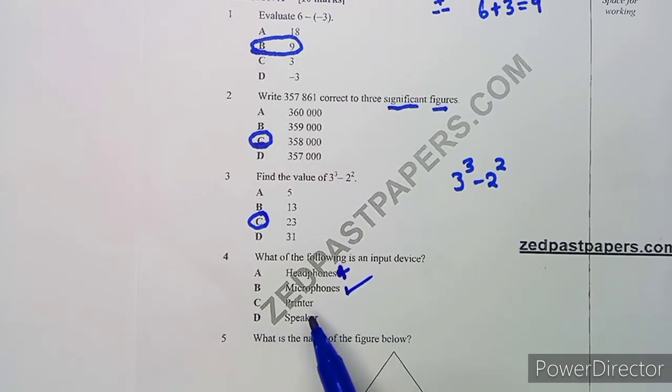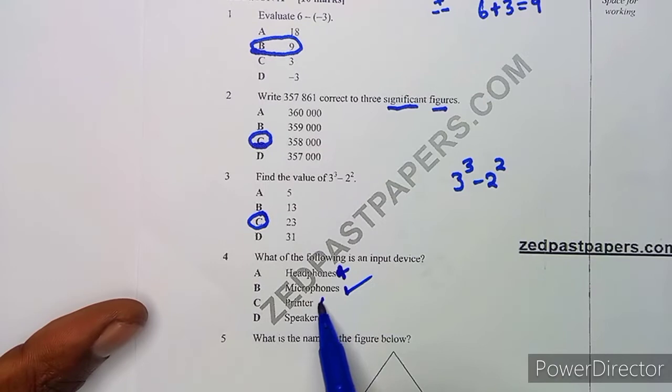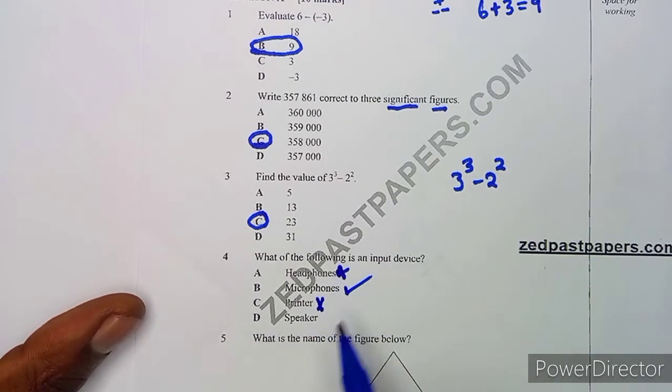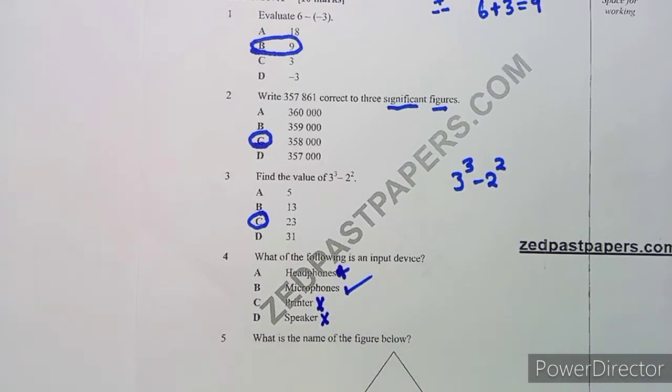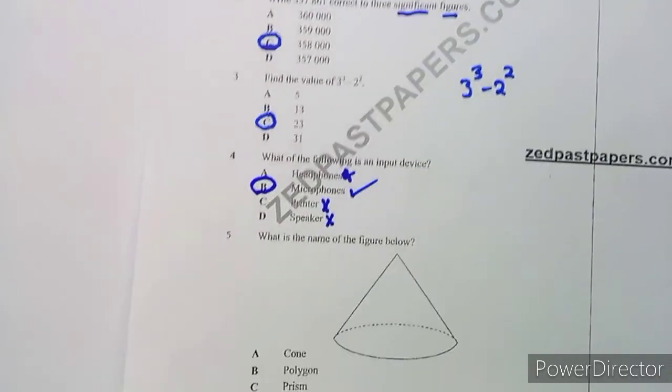A printer, just take note, it prints out, it is giving out, so it's an output device. This one, a speaker, just like a headphone, they play in the same role. So which means our answer here was microphone.